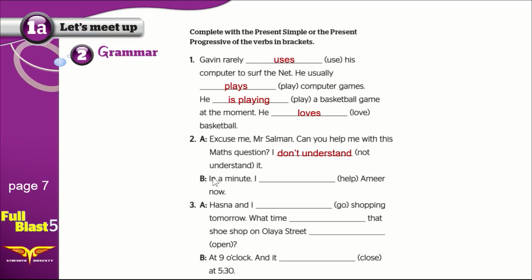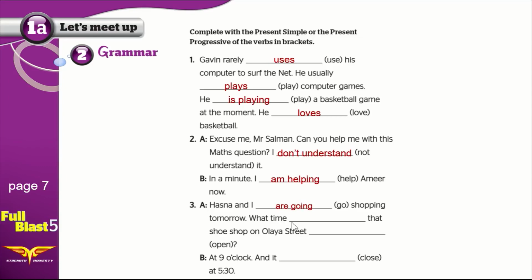B. This is the teacher answering this student. He is telling him, in a minute, I, Amir, now, I am helping. Because now we have "now." I am helping Amir now. 3. Hasna and I. We have two people, Hasna and I. This is not she. This is we. Why? Because we have I. Who is doing the shopping? Not only Hasna is doing the shopping. No, I am doing it with her. So we are going shopping tomorrow, near future.